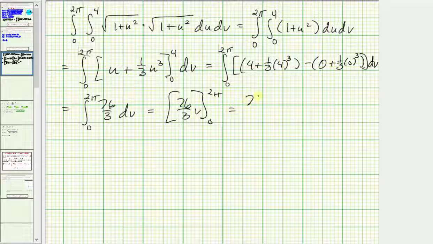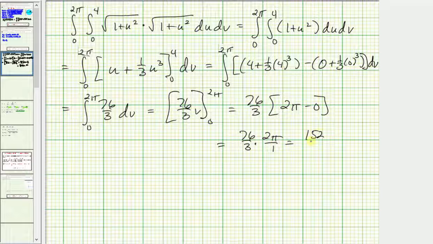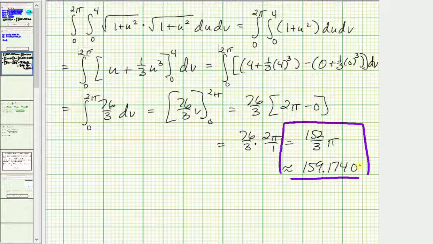For the substitution, we have 76 thirds times the quantity 2 pi minus 0. So we have 76 thirds times 2 pi, which is equal to 152 thirds pi, which would be the exact value of the surface integral. Or as a decimal approximation, this would be approximately 159.1740. I hope you found this helpful.